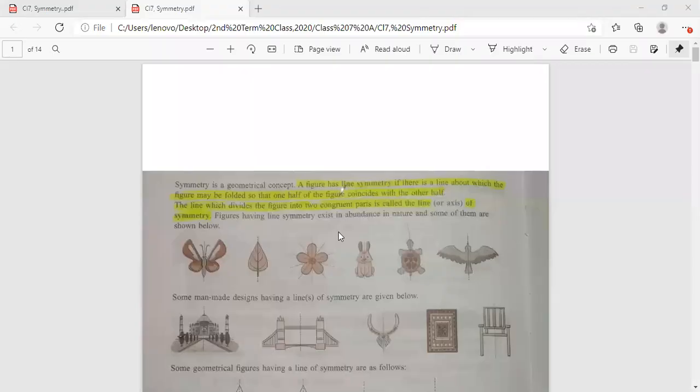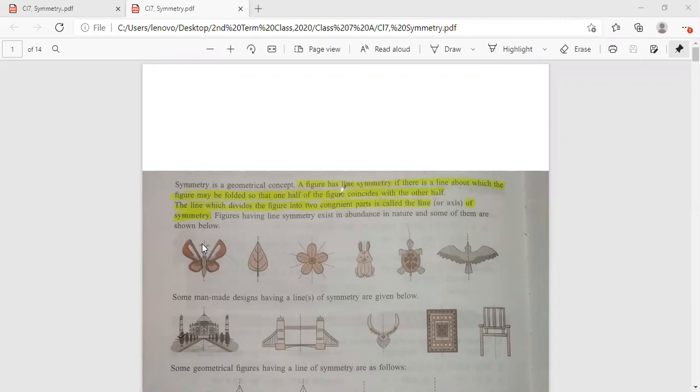Now line symmetry you have already done before. So we'll have a quick recap of what is a line symmetry. A figure has line symmetry if there is a line about which the figure may be folded so that one half of the figure coincides with the other half. Now suppose this butterfly, this is the dotted line. So if we fold it, both sides are identical. This part coincides with this part.